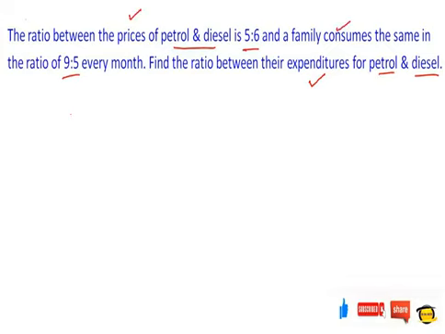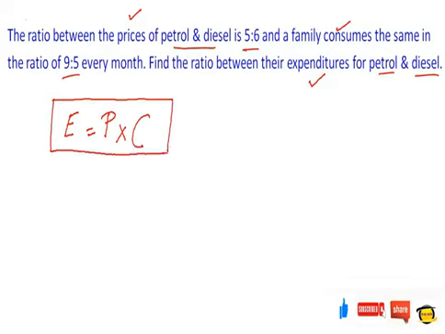So basically the total expenditure of any purchase or any item is given by the product of the price of one item multiplied by the total number of units which was consumed. So basically we can remember this as E is equivalent to P multiplied by C, where P is the price of one item and C is the total number of items which was consumed.